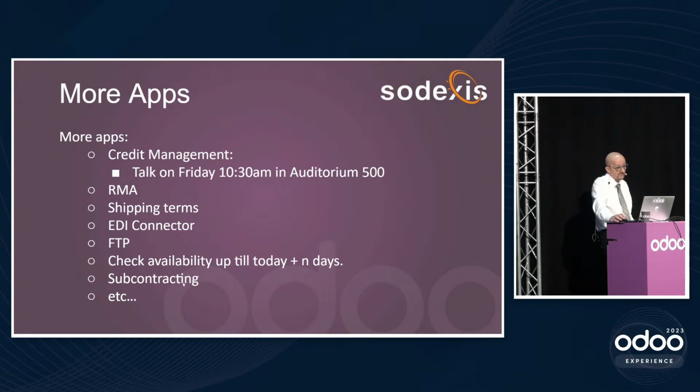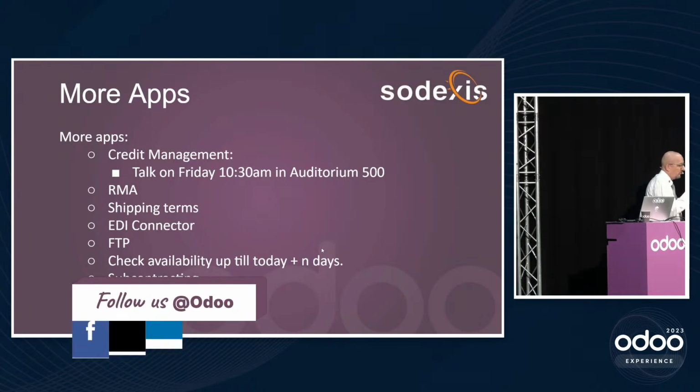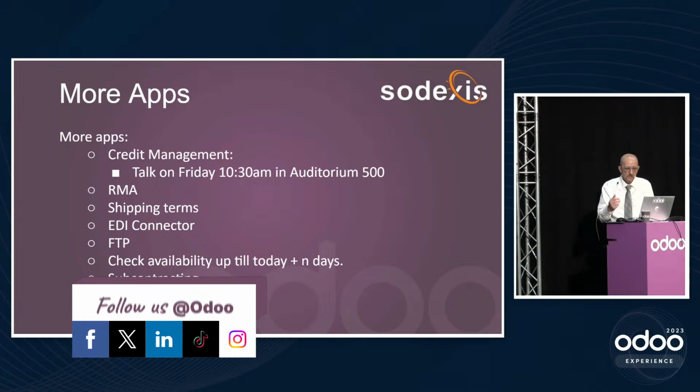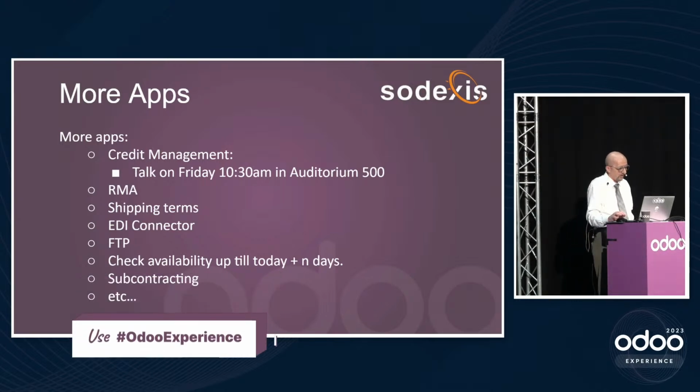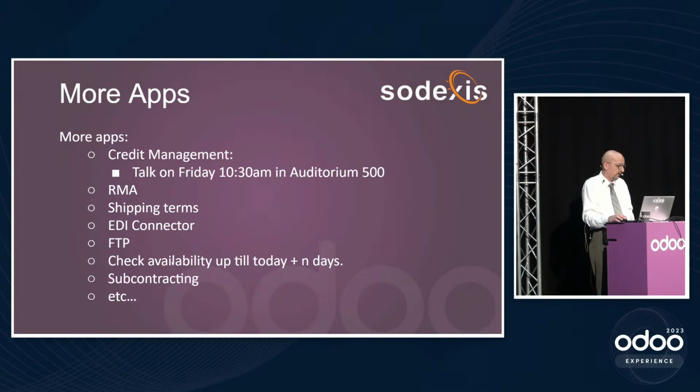We have a module that checks availability up till today plus n days, as opposed to checking availability for all the scheduled dates. We have a subcontracting module, which is a little bit more, let's say, advanced than what Odoo offers, and so forth and so on. I think we have about 100. We just went over 100 apps that we contributed to the App Store, and we have many more that, sometimes, it takes too much time to contribute to the App Store.